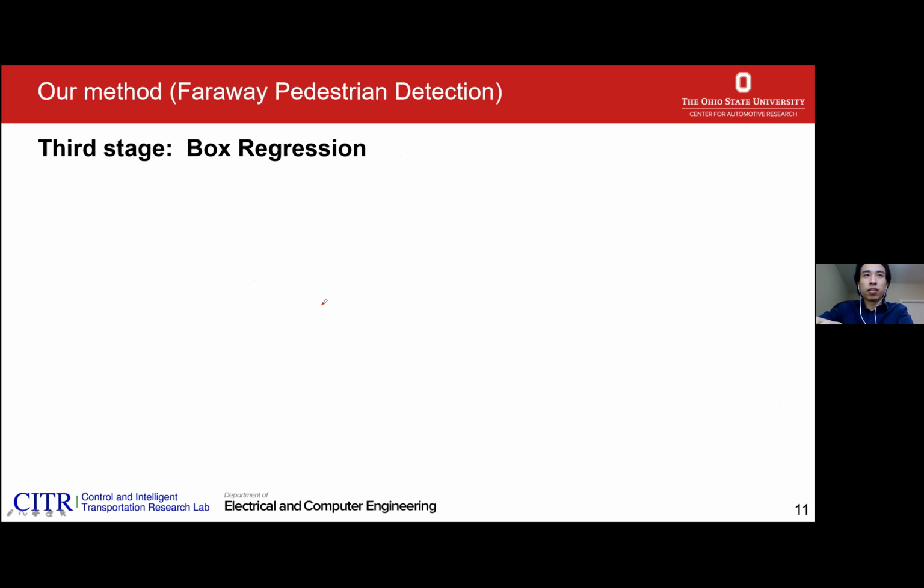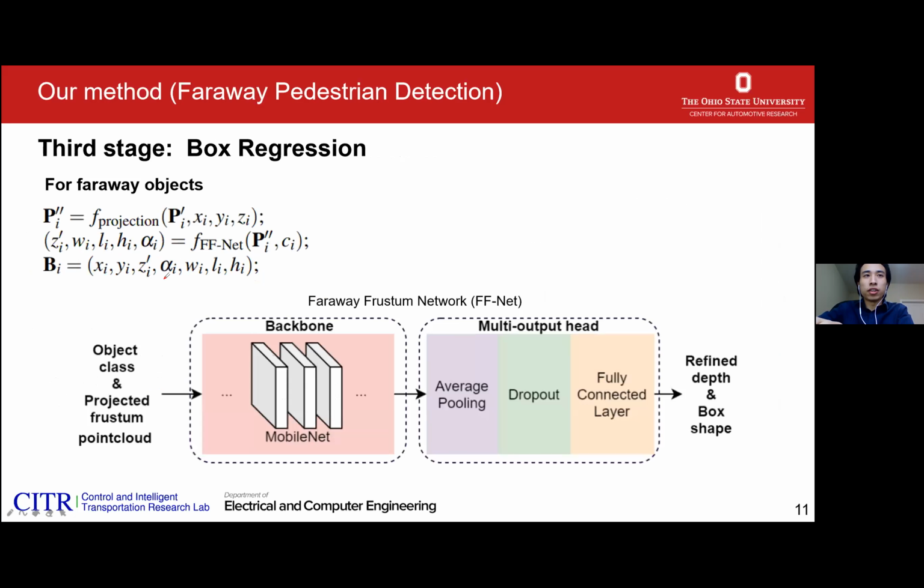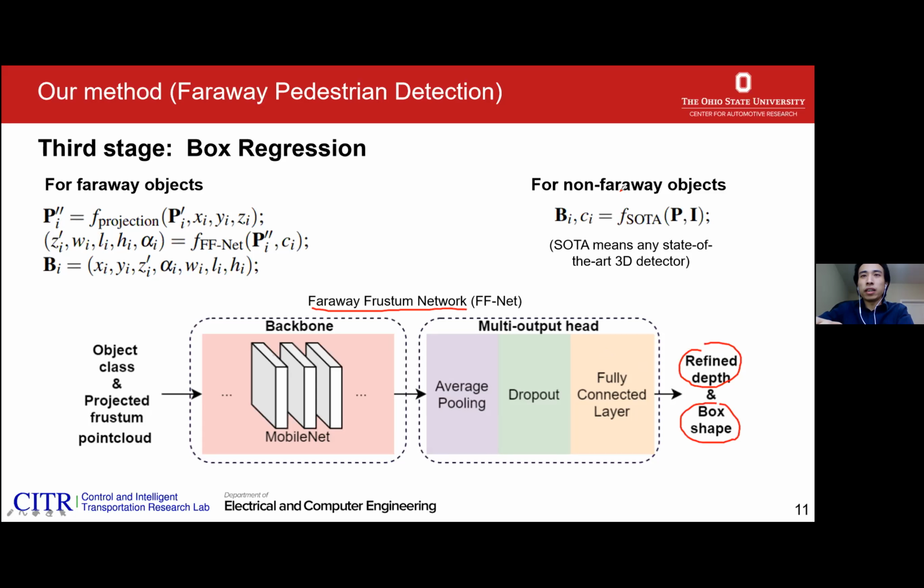At the last stage, we do the box regression. If it is a faraway object, we use our faraway frustum network to refine the depth, the distance of the pedestrian, and based on the refined centroid, we do the box regression to find the bounding box for the object. And if it is not a faraway object, we directly use a state-of-the-art method to detect this object based on learned point cloud representations.